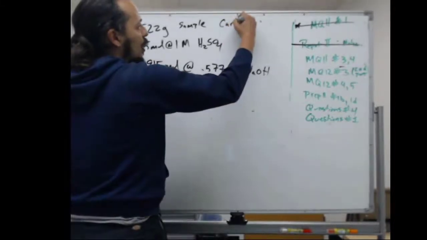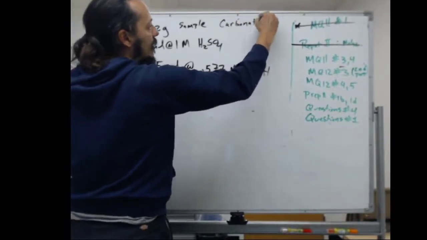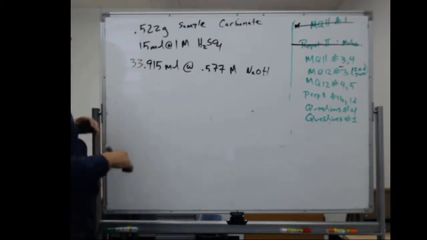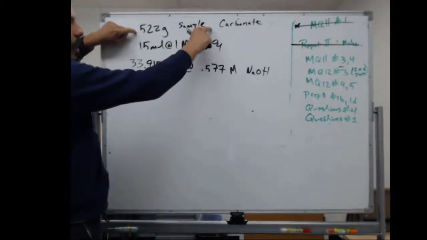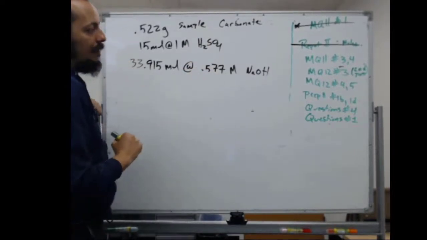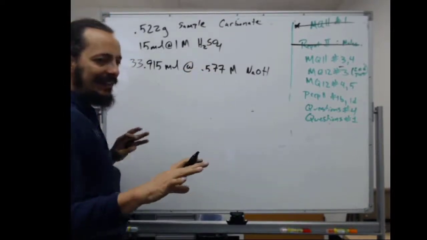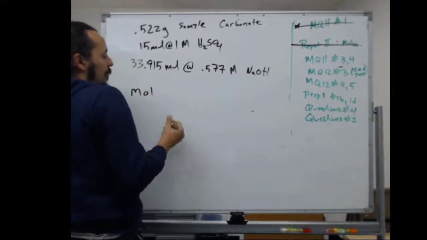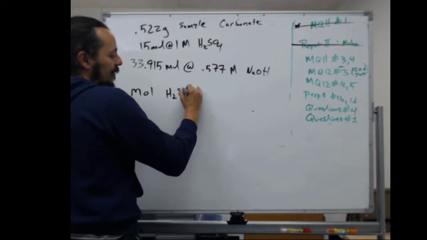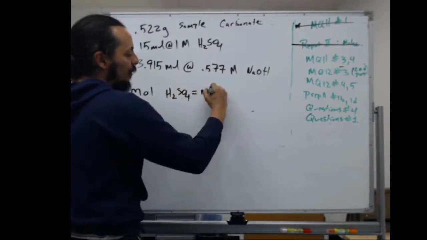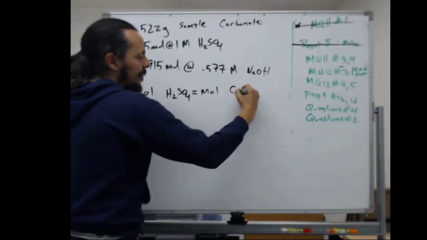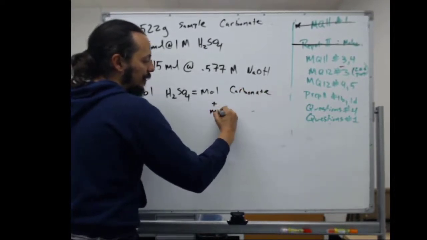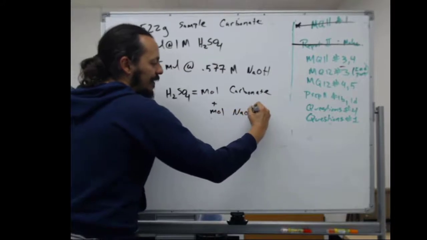This is a sample of carbonate. And we're actually going to be doing 2 separate chemical reactions in this. We're going to do sulfuric acid with carbonate and sulfuric acid with sodium hydroxide. So if we stop at the correct equivalence point eventually, my moles of H2SO4 has to be equal to the moles of carbonate plus the moles NaOH.